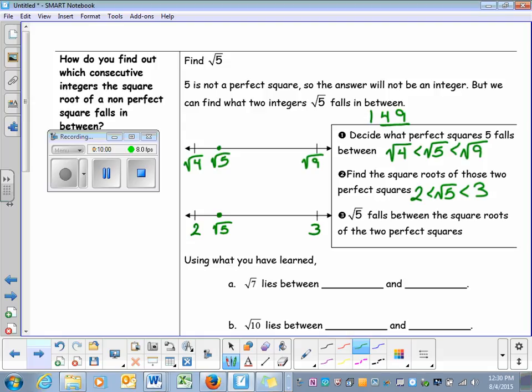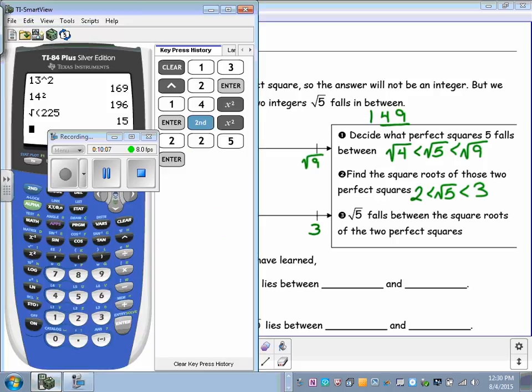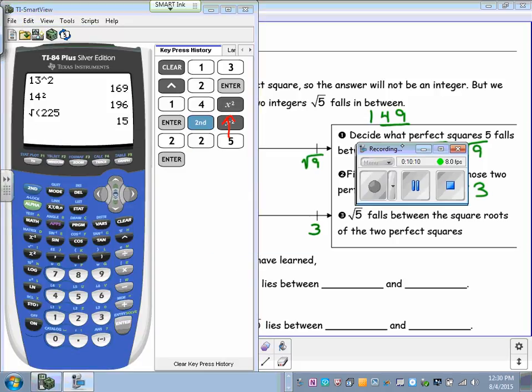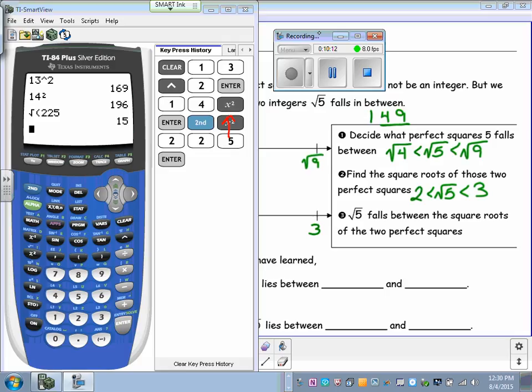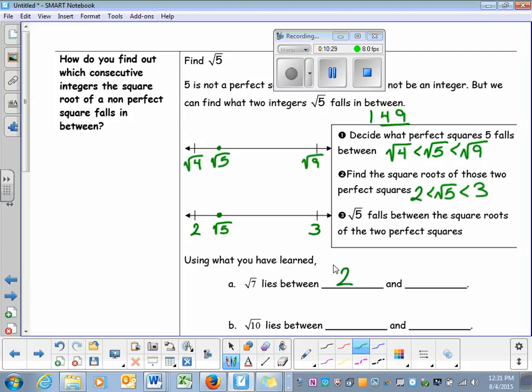All right, another way to do this is to use our graphing calculators to help us out. So I'm going to look here for the square root of 7. Let's go to my graphing calculator. The square root of 7, second, x squared gives me the square root key, 7, enter. So this is 2.6457, on and on. So the square root of 7 is bigger than 2. And it's smaller than the next whole number after 2, which is 3.